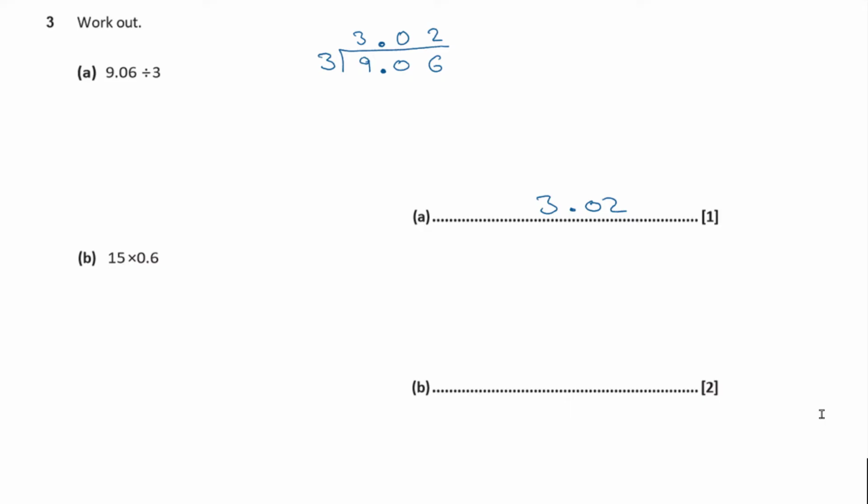15 times 0.6. Well, if I was doing 15 times 6, then 10 sixes would be 60 and 5 sixes would be 30. So together that would give me 90, wouldn't it? So if 15 times 6 is 90, then 15 times 0.6, which is 10 times smaller, my answer is going to be 10 times smaller as well. It's going to be 9, isn't it? So my answer is 9.